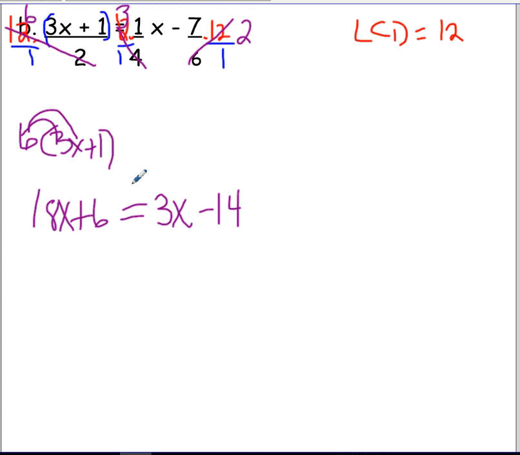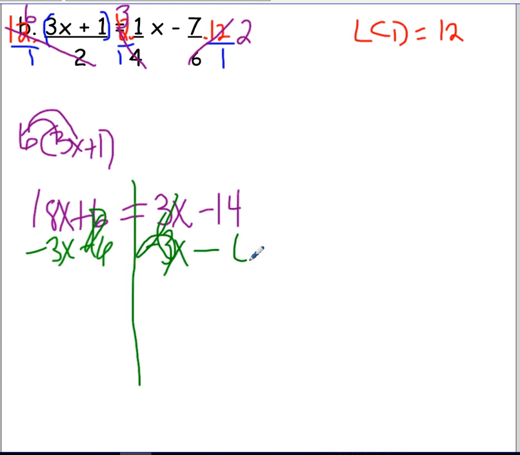So let's start moving things now that everything's simplified. Let's subtract 3x from both sides. So since I zeroed my x's on my right, let's go ahead and zero our constants on the left. So we see plus 6, so we'll subtract 6, and we'll subtract 6 on the right as well. 18x minus 3x leaves us with 15x. And then minus 14 or negative 14 minus 6 more leaves us negative 20.